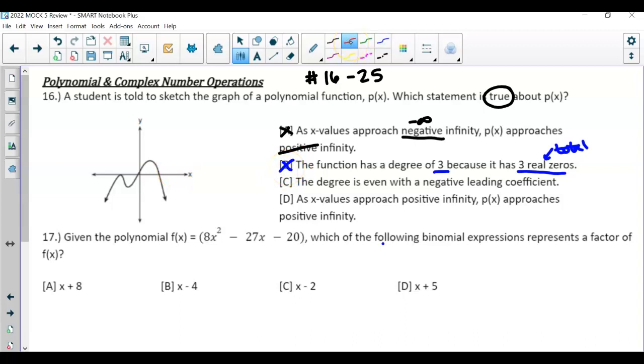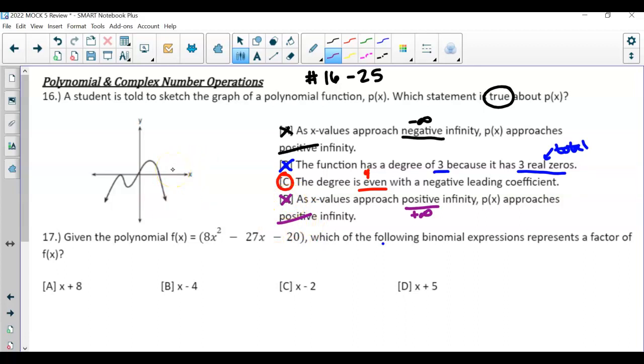Now let's take a look at C. The degree is even. Well, both arrows are going the same direction, and we just said that the degree was 4. So that also matches. And a negative leading coefficient. Well, what direction are both arrows going? Down towards negative infinity. So before we say C is our answer, let's make sure that D is false. It says as x approaches positive infinity. So as we're now going to the right, looking at the right side of the graph, what direction is our graph approaching? Negative, but this says positive. So yes, C was the answer.